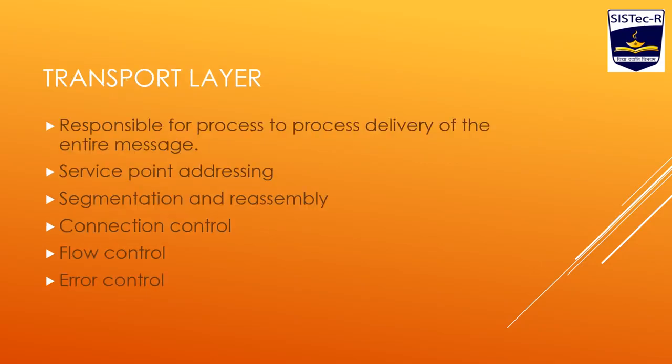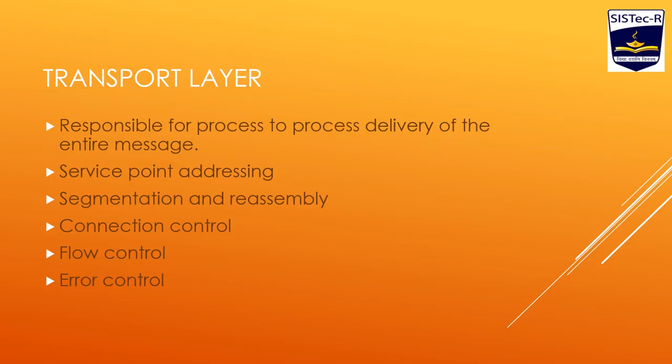Now the fourth one is the transport layer. The transport layer is responsible for process to process delivery of the entire message. Okay, a process is any application program which is running on the host. And the second one is service point addressing. Service point addressing means, let's suppose in a computer there are several programs running at the same time.